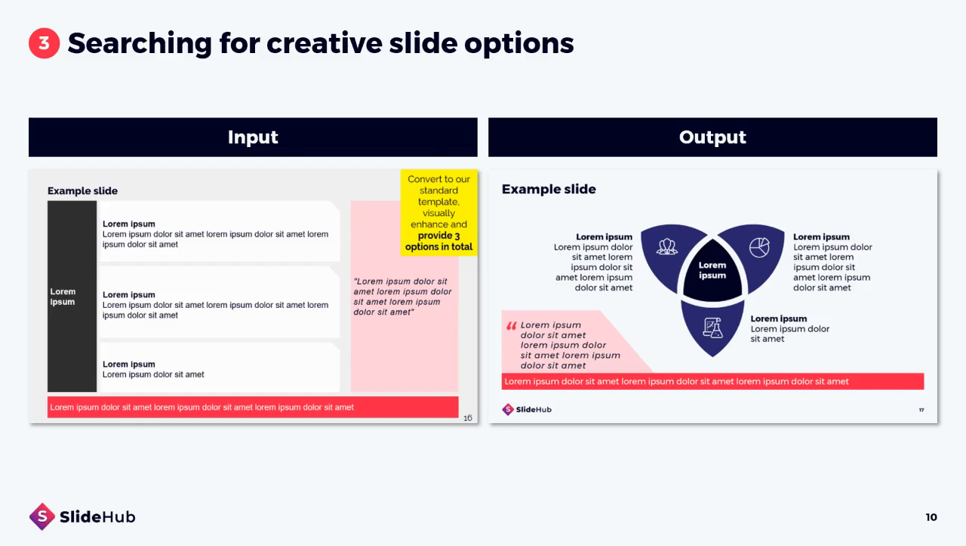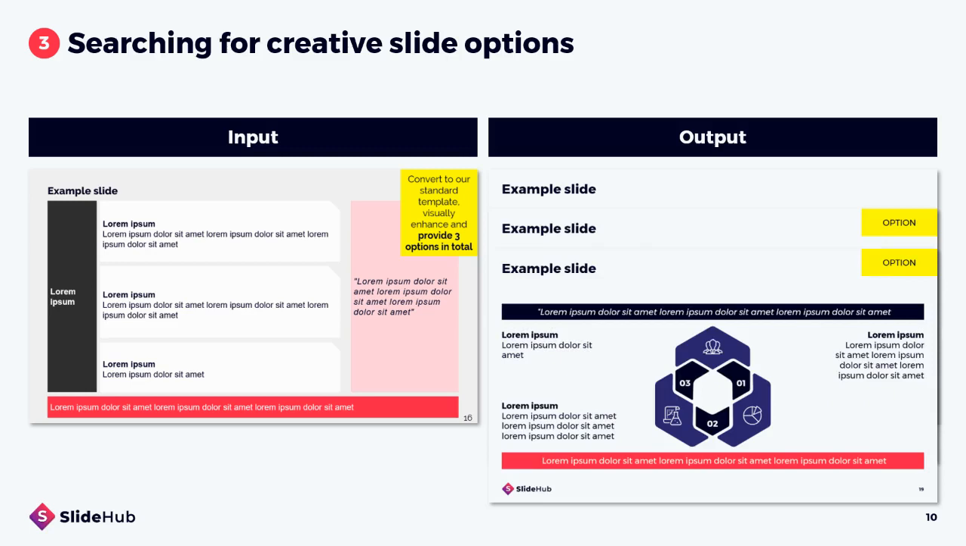In the third case, client is searching for creative slide options. Client let us know we should convert slides to standard template, visually enhance, and provide 3 options in total. That's very clear instruction, and so we provided client with 3 options. Now you are looking at option number 1, then we have option number 2, and option number 3.